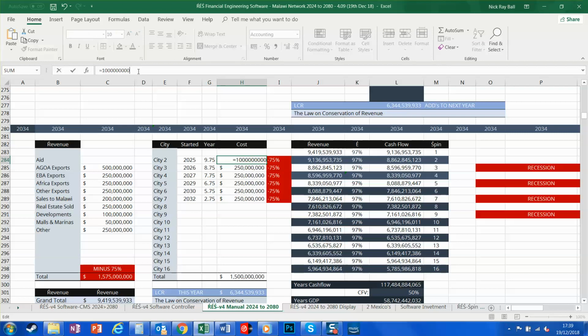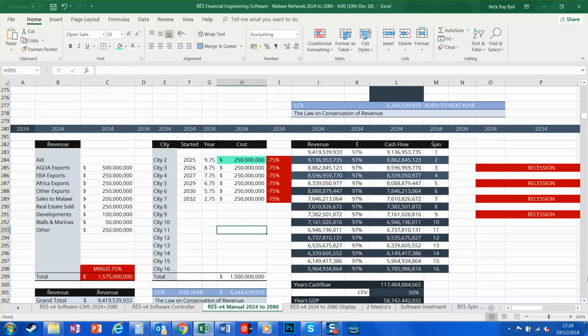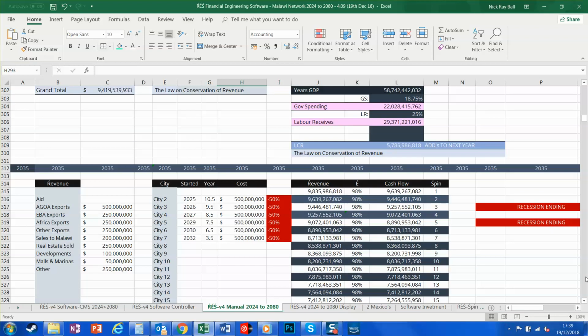equals that times 25%. See, same thing. I'm using this more so that when he does the programming, he can easily see how I want the variable to work. I'm just going to pop that one in green so I can remember I've made that change there. Right, okay. Recession ending, so it dies down a bit.